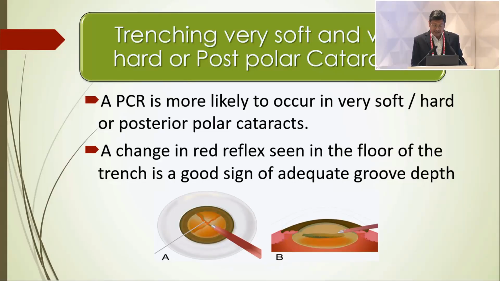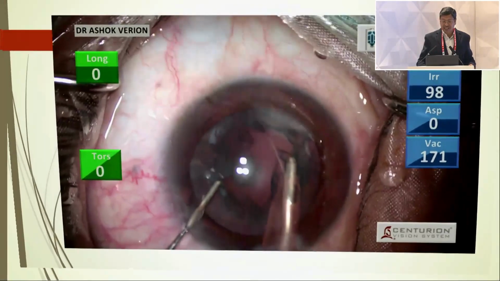It is quite likely to have a PC rent when you are trenching in a soft cataract because the posterior capsule comes off very easily. Be careful. Even in a hard cataract, the sharp edges of the pieces can cause PC rent. Posterior polar cataract, no doubt, is something one has to be very careful about.